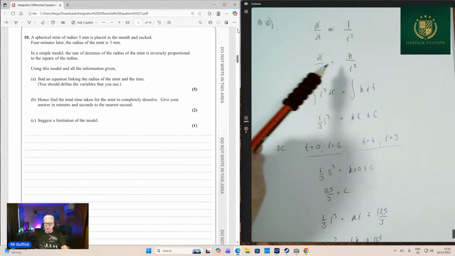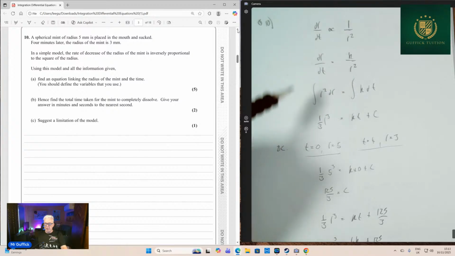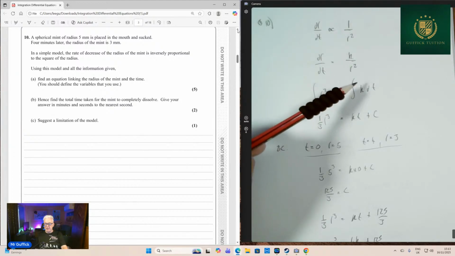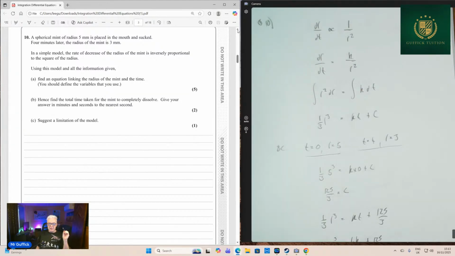So we're going to multiply both sides by r squared. So we get r squared dr, and then multiply both sides by dt. So that gives us k dt. Therefore, we now have separated our variables, so we can now integrate both sides of our equation.